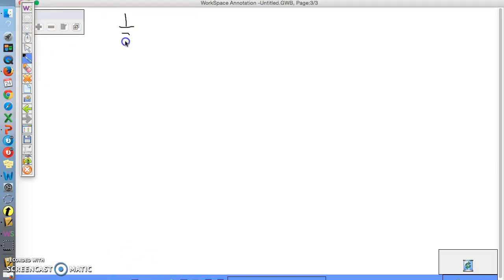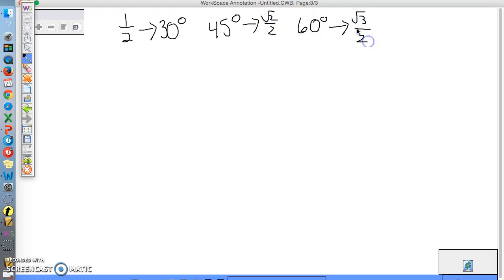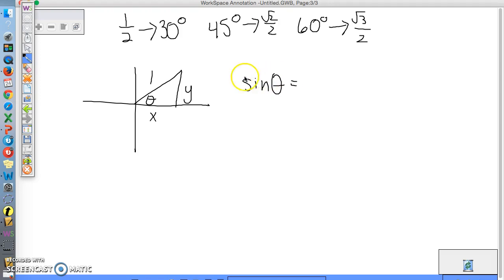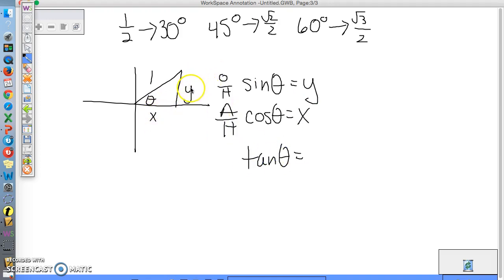the angle 1/2 is opposite 30 degrees, 45 degrees, root 2 over 2, 60 degrees, root 3 over 2. And then we always have to remember that in any triangle that we draw on the unit circle, the sine of our angle, the O over H, y over 1 is y, cosine of our angle, the A over H, x over 1 is x, and tangent of our angle, TOA, y over x. So we'll be coming back to that.